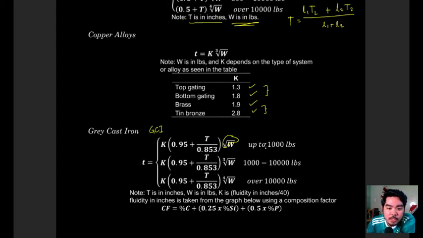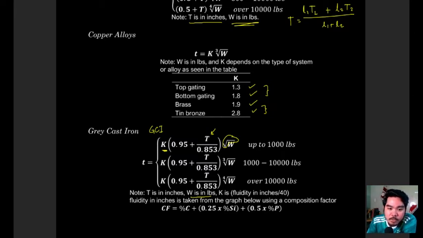Okay, so up to 1,000 pounds, you use the square root. If it's between 1,000 and 10,000 pounds, then you use the cube root. If it's over 10,000 pounds, then you use the fourth root of the weight. Again, weight is in pounds, no. So here, we have the fluidity factor as well as the apparent thickness. The formula is the fluidity factor multiplied by 0.95 plus the apparent thickness T divided by 0.853 multiplied by either the square root, cube root, or fourth root of W.